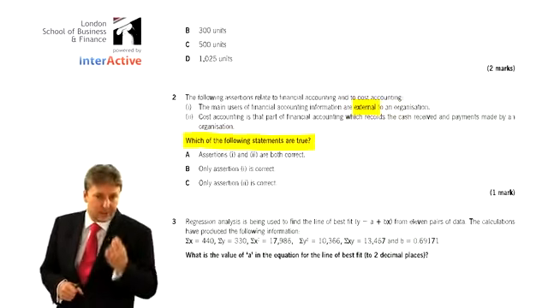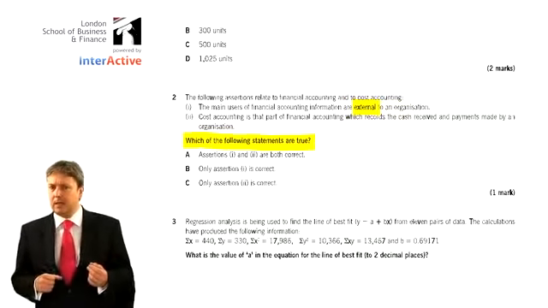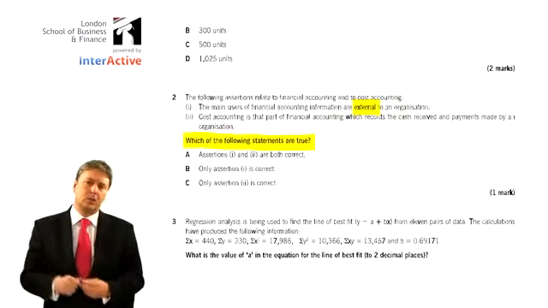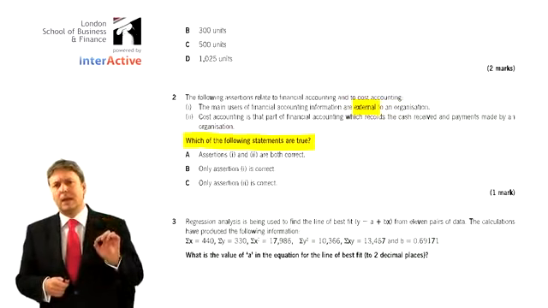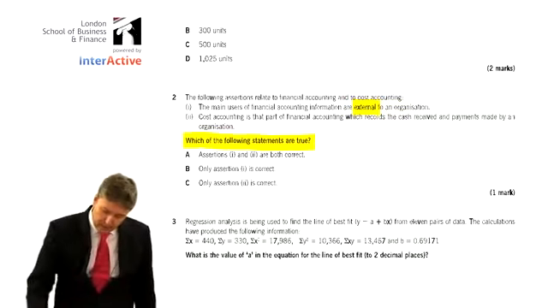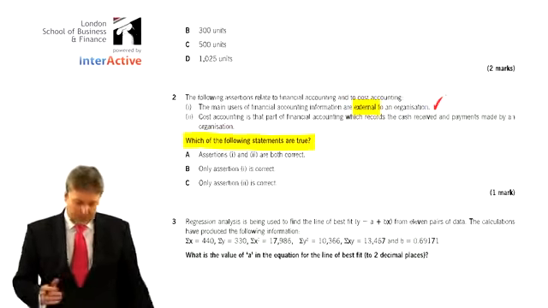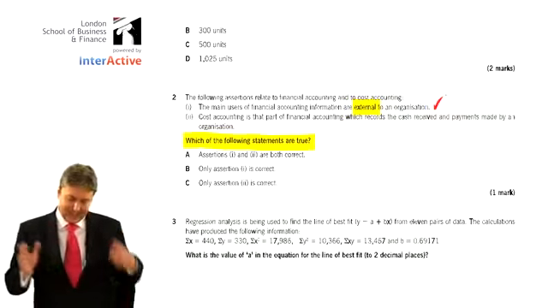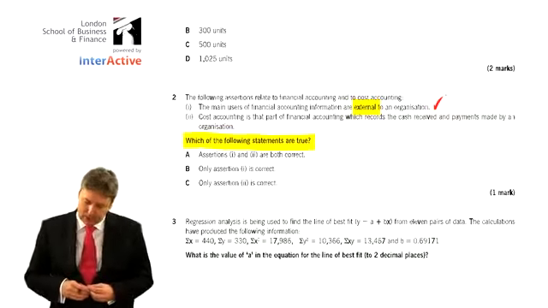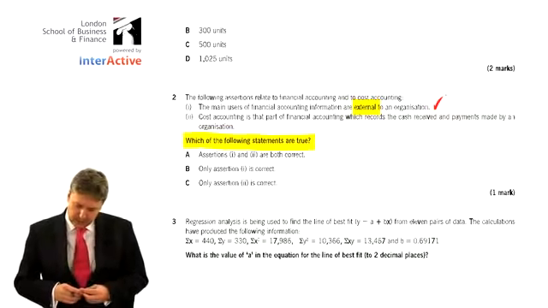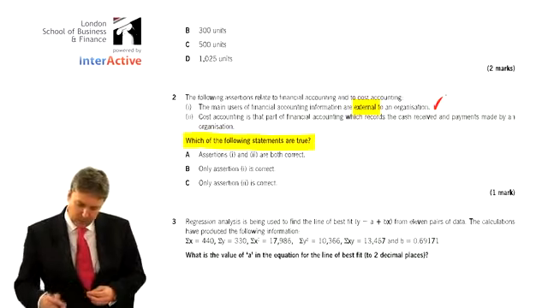And the users of statutory accounts, at least in the main, are external to the organisation. Traditionally, they are the shareholders, but of course there are many other stakeholders who may be interested in looking at these. So, my view is yes, I'm happy with the first one. Secondly, cost accounting is that part of financial accounting which records the cash received and payments made by an organisation.